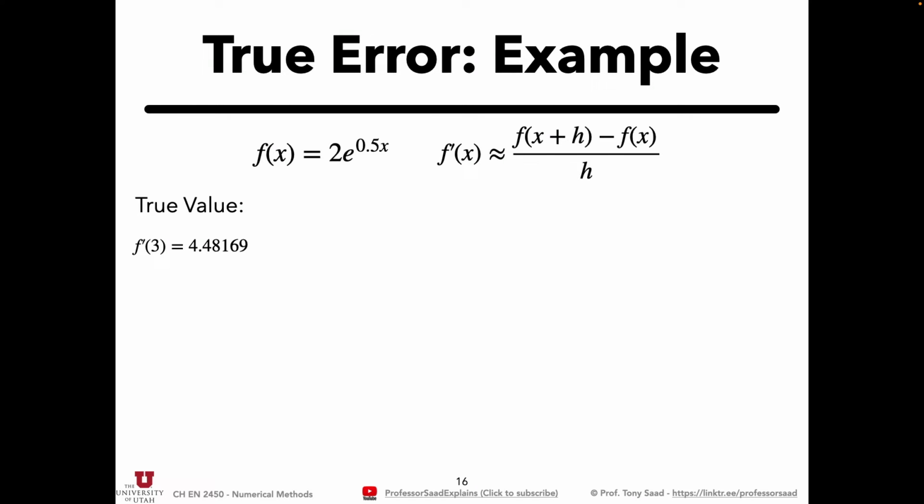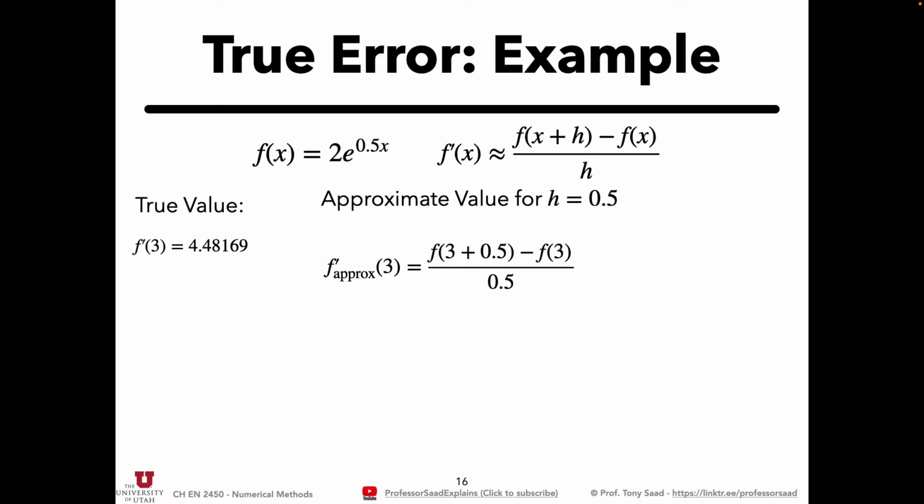And I'm going to write that function again and the approximation, the rise over run approximation for the derivative. And the approximate value for h equals 0.5, I simply substitute. So f prime approximate at 3 is equal to f. Remember, x is equal to 3. So f at 3 plus 0.5, which is f of x plus h, minus f of x, which is f of 3, over h, which is 0.5.